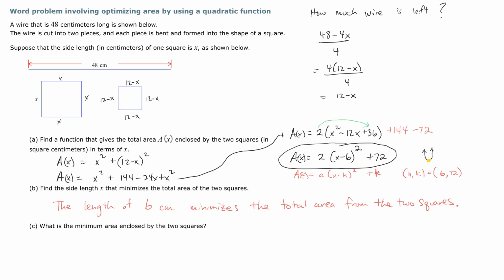What is the minimum area enclosed by the two squares? The minimum area enclosed by the two squares is 72 square centimeters.